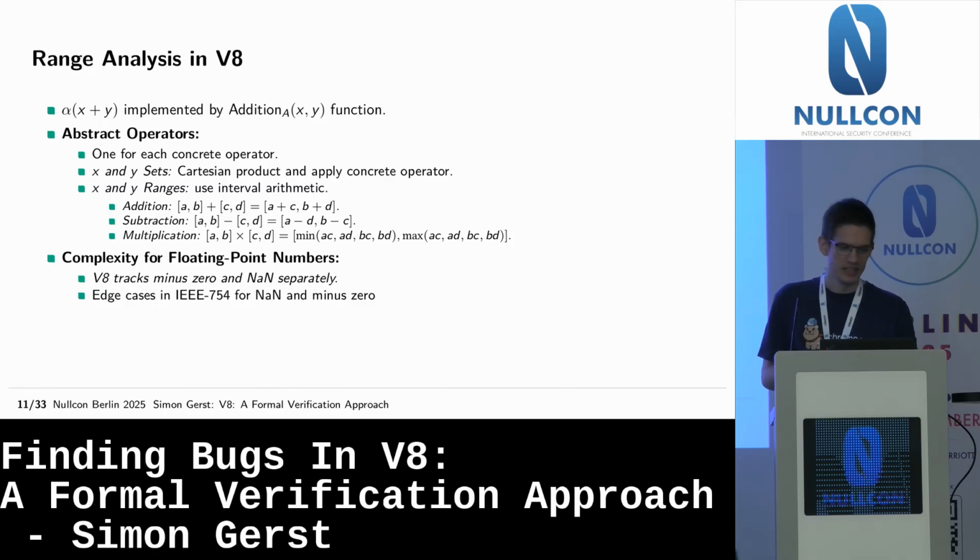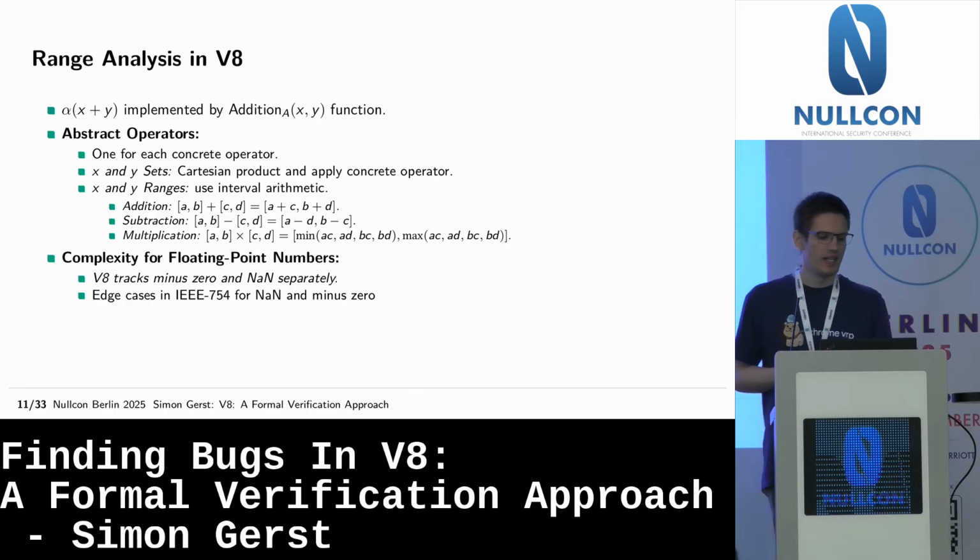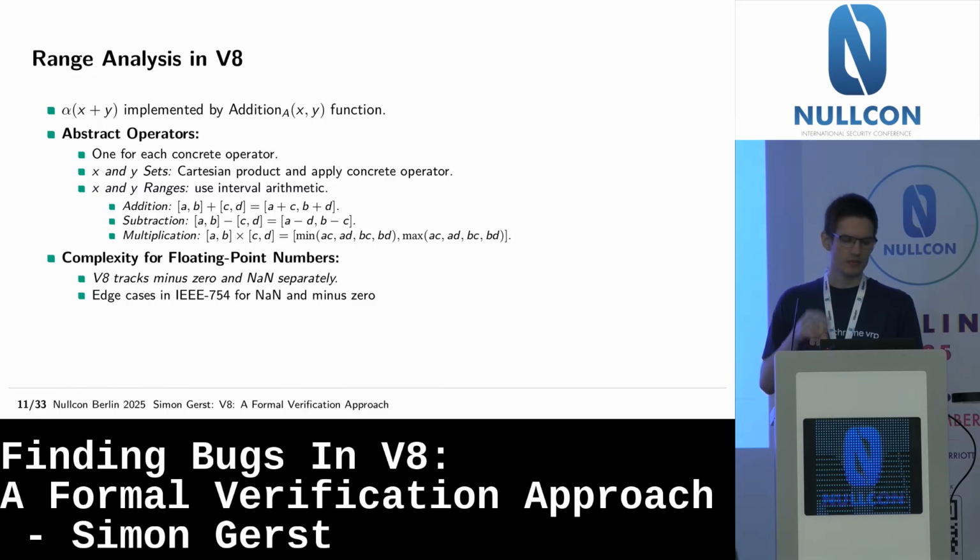But we are dealing with floating point numbers. So, for example, we add minus 0 and not a number separately. And there are a lot of edge cases for not a number and minus 0 in the specification. Your simple rule for addition doesn't work with floats anymore, because you get problems with NaN.